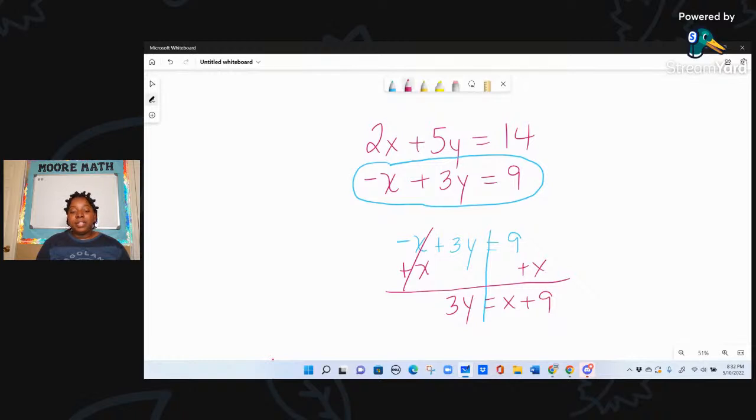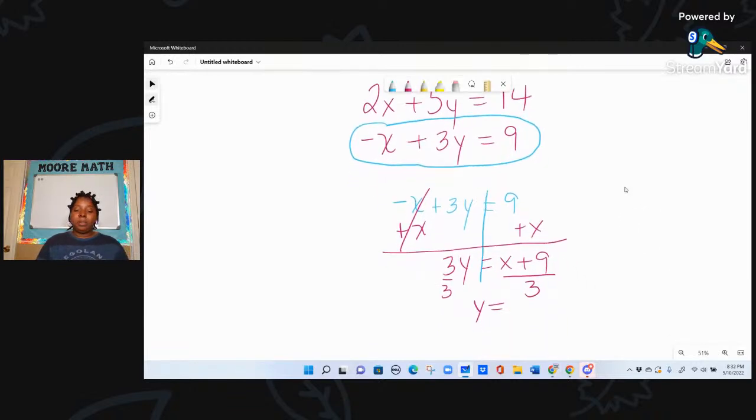Then I got to get rid of this 3, so I'm going to divide by 3 on both sides. So y equals x plus 9 divided by 3. That's what y is. Again, it's ugly. It's okay, don't worry. We basically took this equation and just put everything that wasn't y on the right side. Y'all still with me?